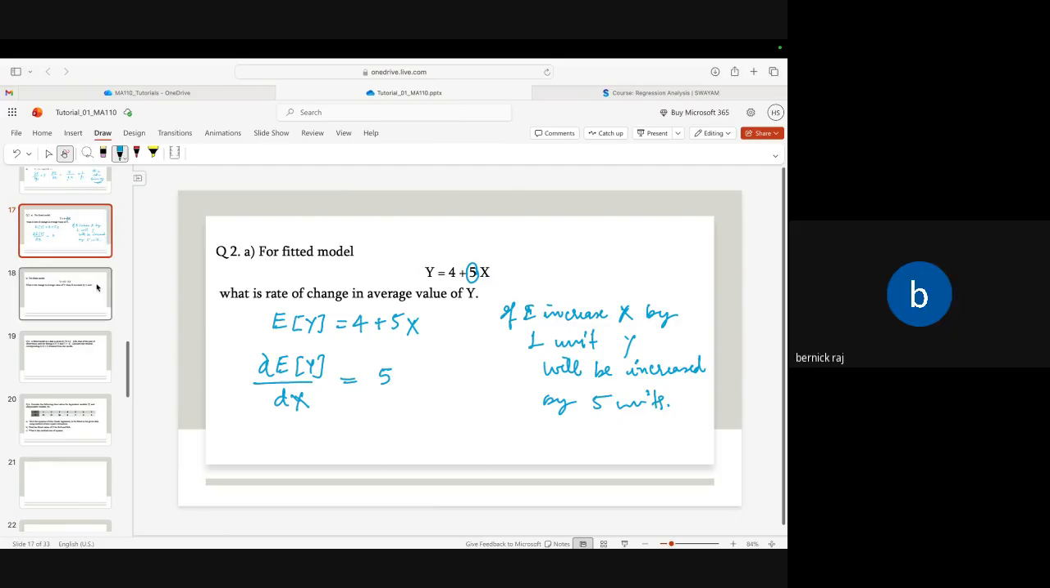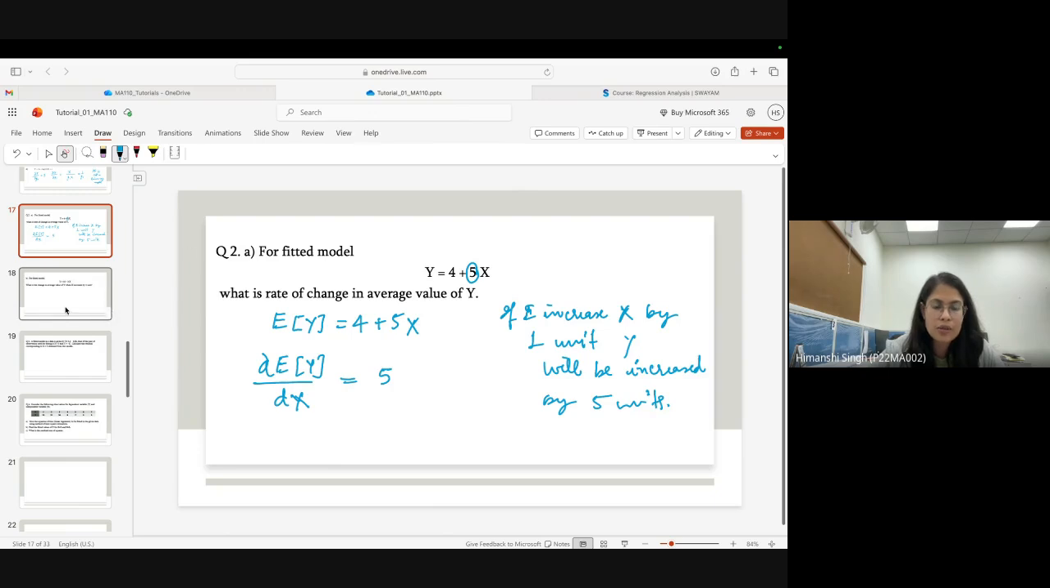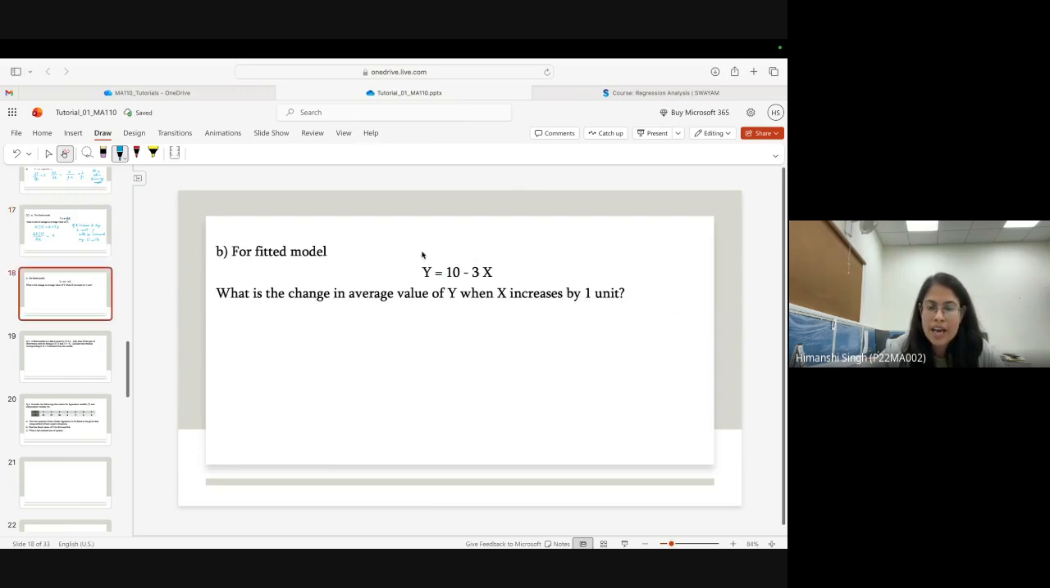Thank you. Okay, one more similar question. If I have a fitted model y equals 10 minus 3x, what is the change in average value of y if I increase x by 1 unit? Here we have a minus sign. I am writing all these things mathematically to tell you that I am talking about the average value of y. On an average, what will be the scenario? The expected value of y will be 10 minus 3x. Here I'm not considering x as a random variable, that's why it will be the same.